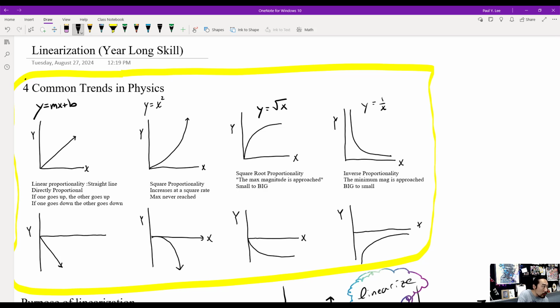And I just want you to know that the top row are all the quote-unquote positive ones, and below are all of the negative ones. So those are just a couple of examples. Okay. So let's try this.